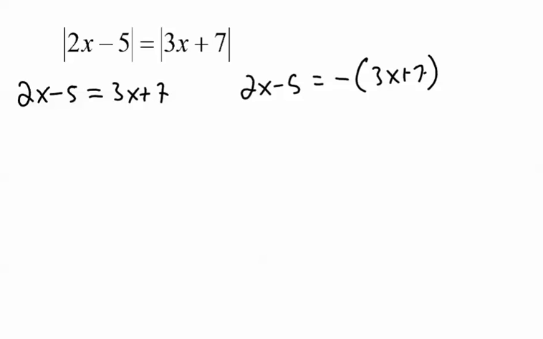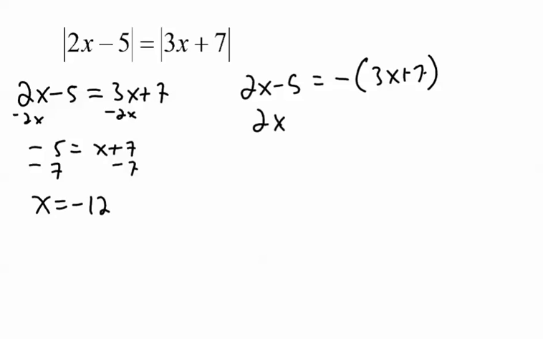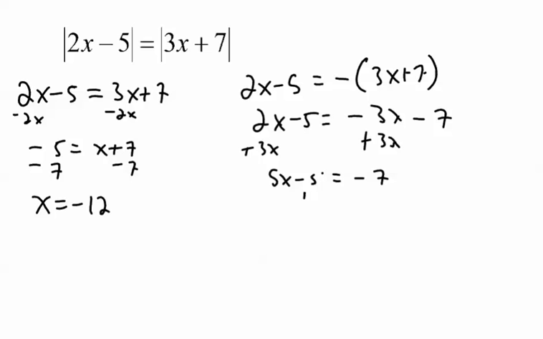So then here I'm going to subtract 2x. So I get negative 5 equals x plus 7. Then I subtract 7, and I subtract 7, and I get x equals negative 12. Over here, I'm going to distribute that negative through, and I get negative 3x minus 7. And then I'm going to add 3x to both sides. So I get 5x minus 5 equals negative 7. And I add 5 and I add 5. So I get 5x equals negative 2. And then I divide, so x equals negative 2/5. Okay? Easy enough.